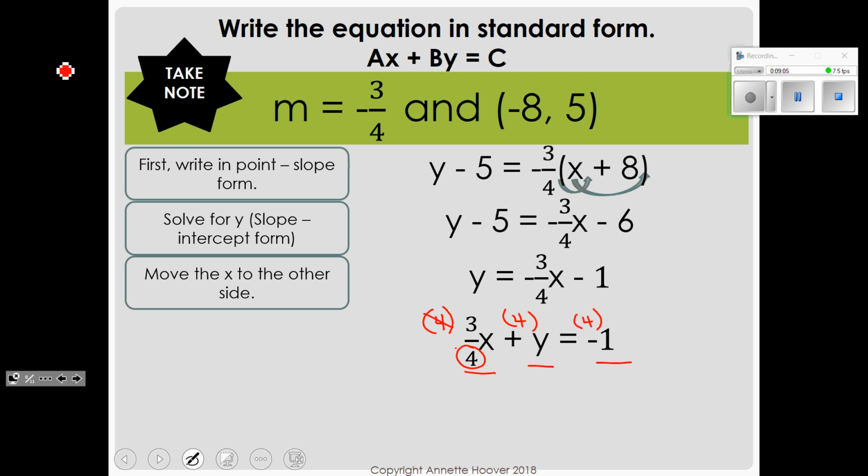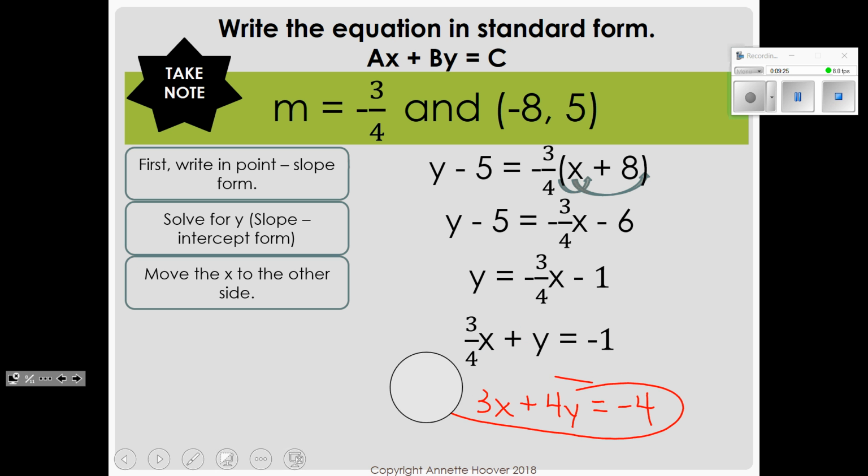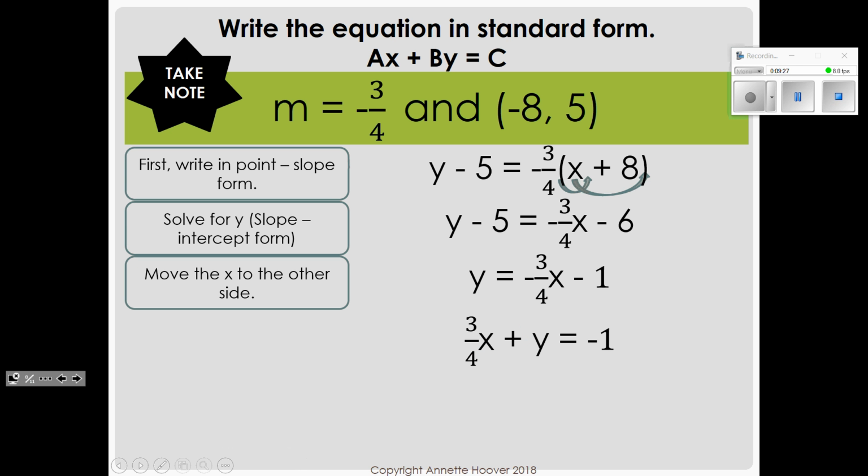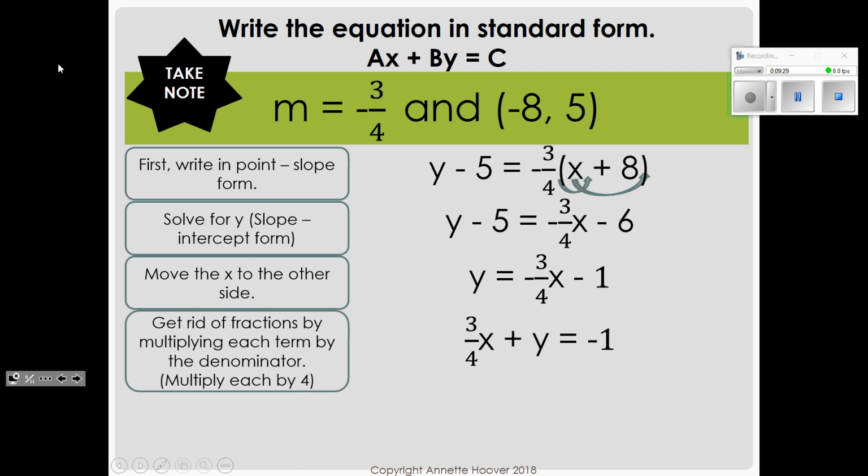4 divided by 4 equals 1. So that cancels out and you're left with 3x. Here you have 4 times a 1y, which is just a positive 4y, equals 4 times negative 1, which is negative 4. This is standard form. Again, you're just moving things from the left side to the right side, but there is that last step of having to get rid of the fraction.